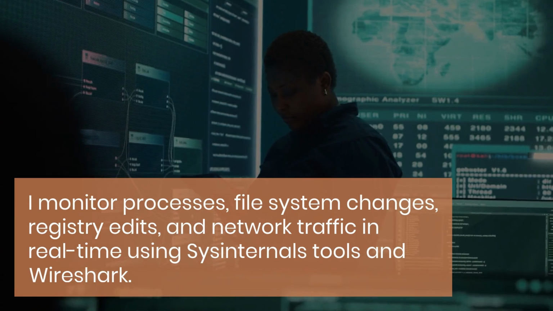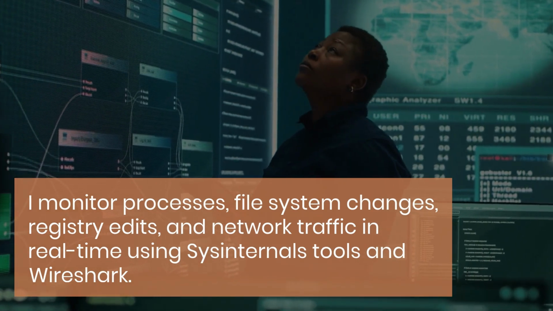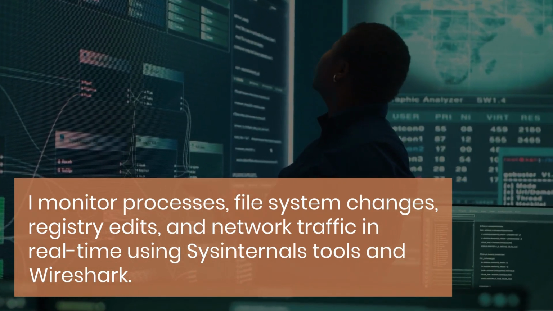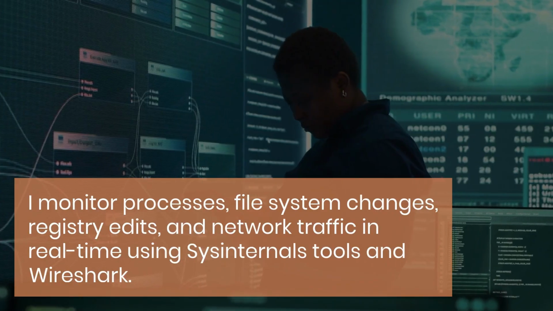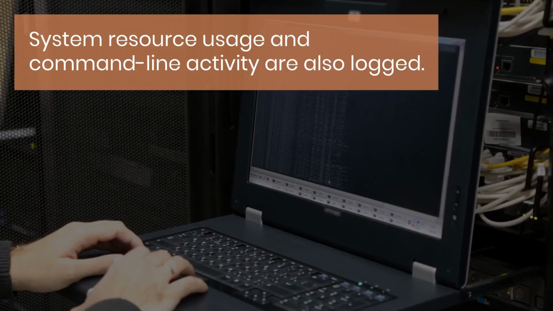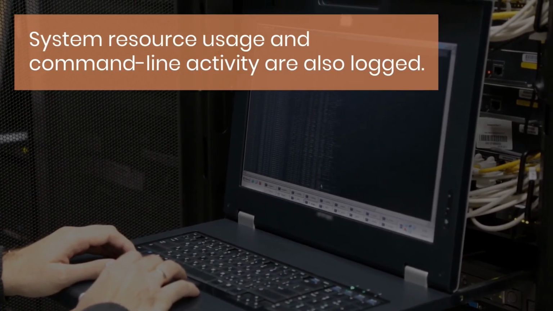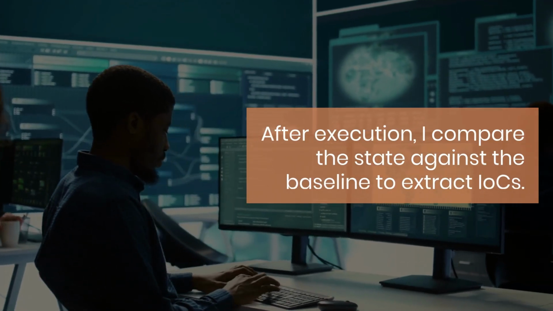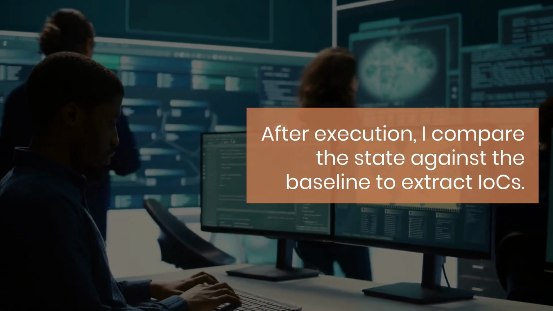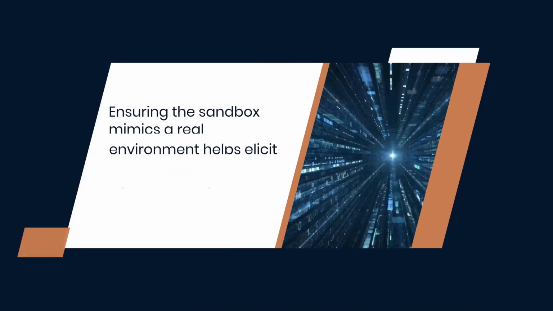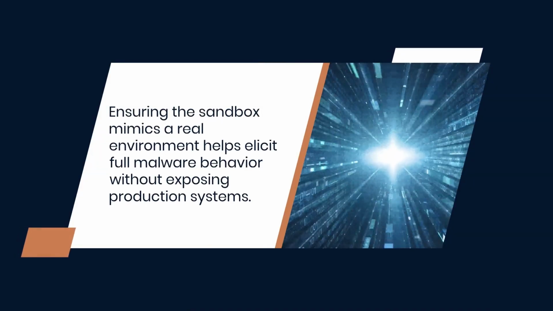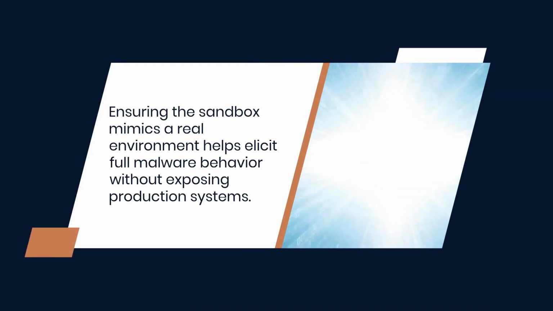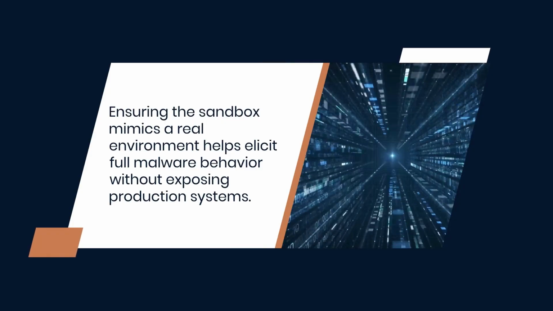I monitor processes, file system changes, registry edits, and network traffic in real time using Sysinternals tools and Wireshark. System resource usage and command line activity are also logged. After execution, I compare the state against the baseline to extract IOCs. Ensuring the sandbox mimics a real environment helps elicit full malware behavior without exposing production systems.